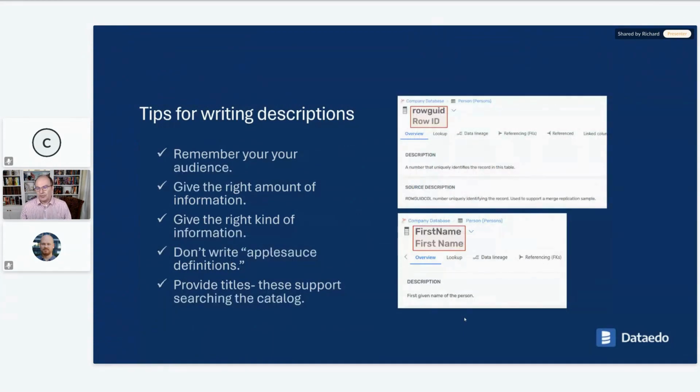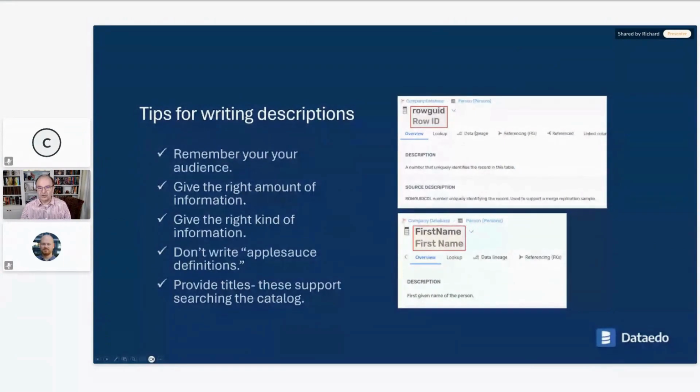Everybody probably has columns with cryptic names in their data systems. Here we have this row GUID. A business user doesn't know what that is and is not going to be able to find it. It's too technical, so you want to provide titles that are understandable to your business users. In this case, I've provided the title Row ID. That allows the user to search and find this information if they need it.